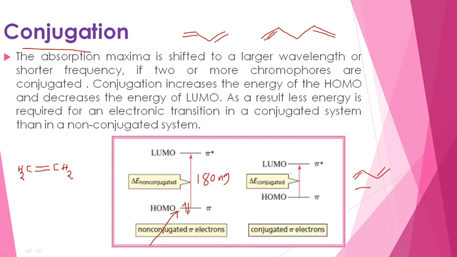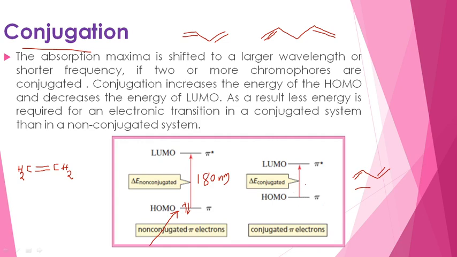So the energy gap must decrease for the HOMO to LUMO transition whenever the conjugation increases. See here, the energy gap was high. As the energy gap is high, what about the wavelength? Energy and wavelength are inversely proportional to each other. Energy is more, lambda will be less. When we compare these two systems, here energy is more and here energy is less.